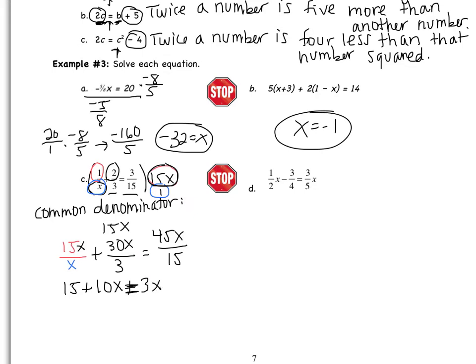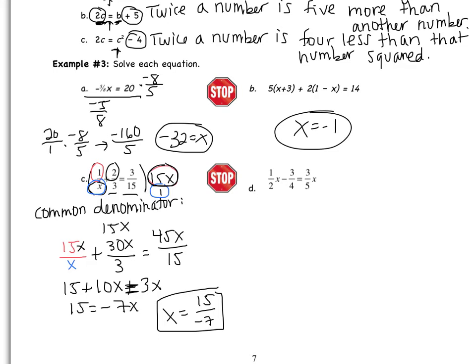Should be an equal sign. So I have 15 add 10x is equal to 3x. If I subtract 10x, I get 15 is equal to negative 7x, because 3x subtract 10x is negative 7x. Dividing by negative 7, I get x equals 15 over negative 7, and that's my final answer.